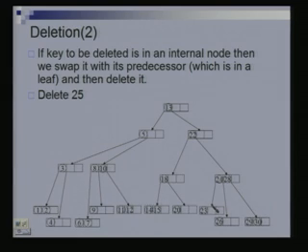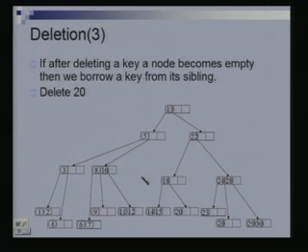So as you can imagine, the problem will arise when I am in a leaf and I am trying to delete a key from a leaf which has only that one key in it. Then that leaf becomes empty. What do I do now? Let's look at that. If after deleting a key, a node becomes empty, then we borrow a key from a sibling. And let's see what that means.